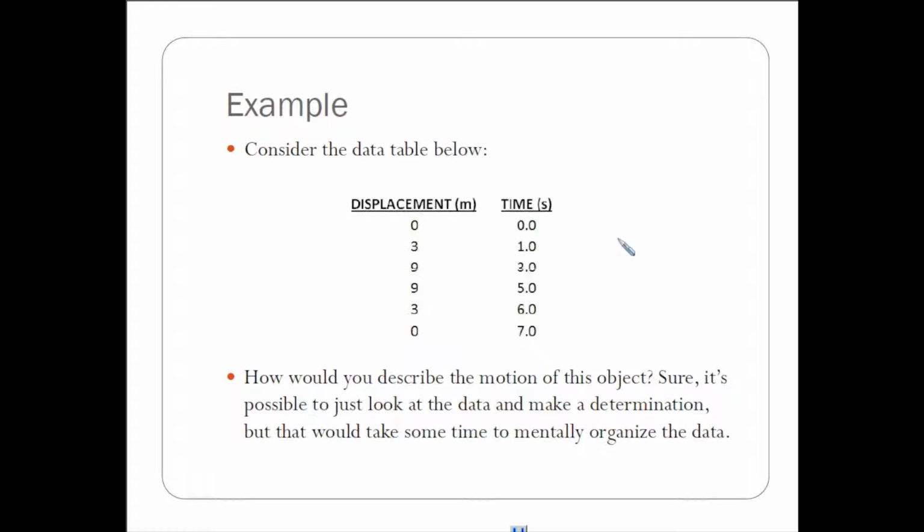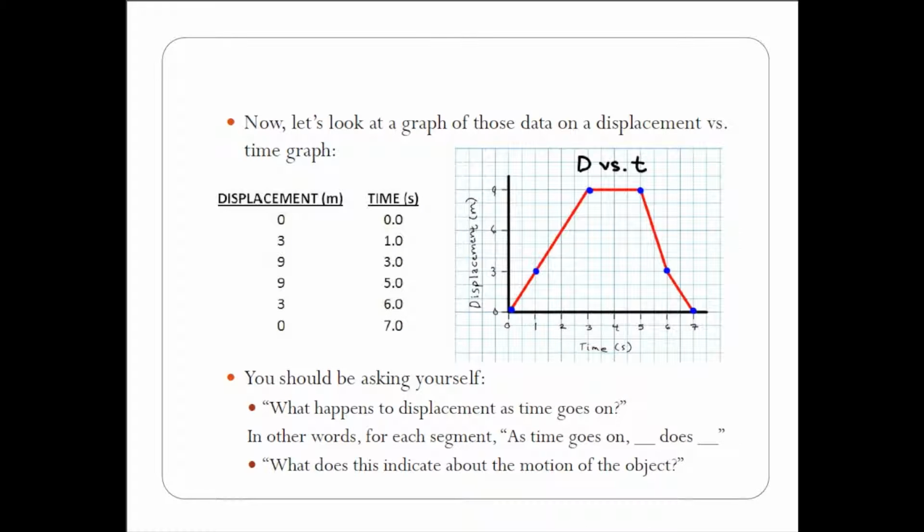Is it possible to just take a look at these data and try to get an idea of what's going on? Yeah, but that would take some time to mentally organize the data, and that can be either time-consuming or confusing or both. So now, let's take a look at a graph of those data on a displacement versus time graph. First of all, let's check to see if we have everything that a graph requires, like a title, axes titles along with units, numbered axes, and data points for each one of our positions.